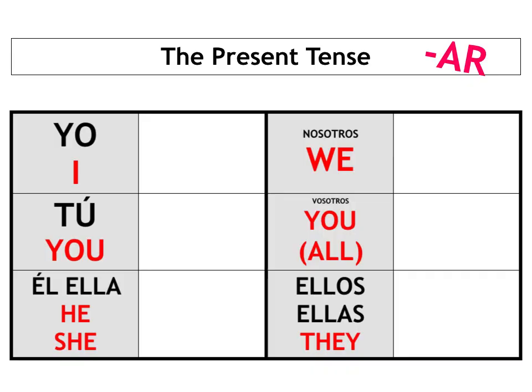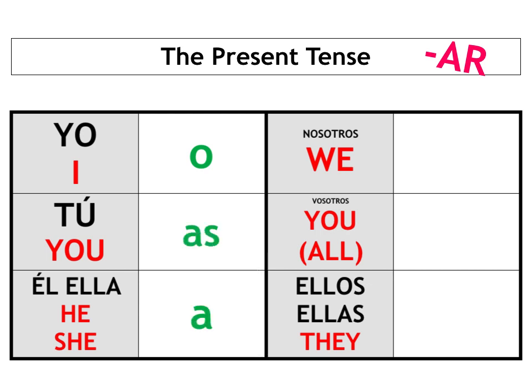Right, quick recap of the present tense. Looking at AR verbs in particular, you know that there's 3 sorts of infinitive in Spanish. You've got ER verbs, IR verbs and AR verbs, and I want to look at AR verbs today. Let's remind ourselves of the endings. We have to knock off the AR and we have to add O if I am doing the verb. We have to knock off the AR and add as if you are doing the verb.